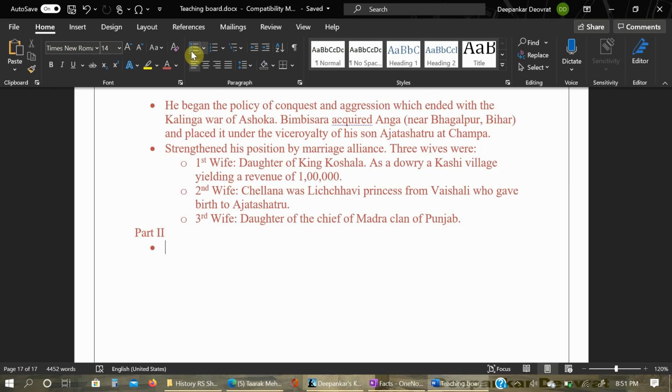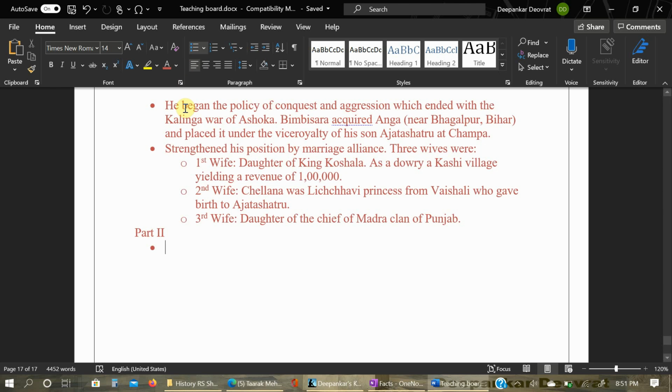Therefore, through his conquest and diplomacy, Bimbisara made Magad the dominant state in the 6th century BC, and his kingdom is said to have 80,000 villages. The earliest capital of Magad was at Rajgir, which was called Girivraja. At that time, it was surrounded by 5 hills, and the openings were closed by stone walls on all sides, which made it impregnable.